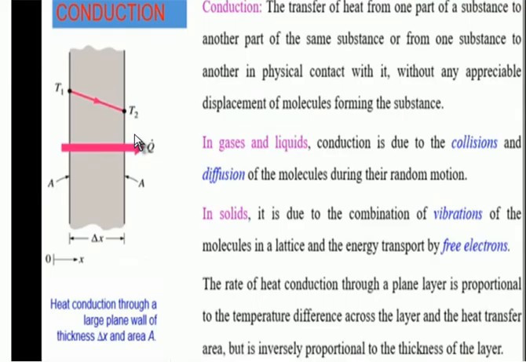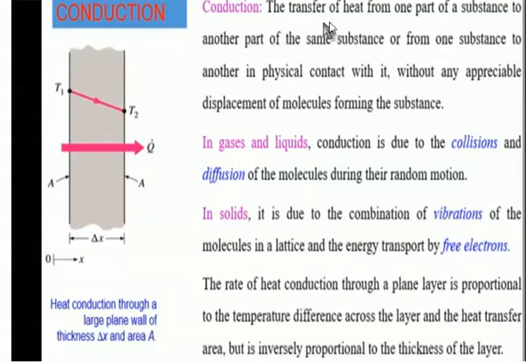Okay. The next one is conduction. Now we can study the modes of heat transfer. There are basically three modes of heat transfer. What are those? Conduction, convection, and radiation. Okay. First we go through them one by one. So here, first, conduction.